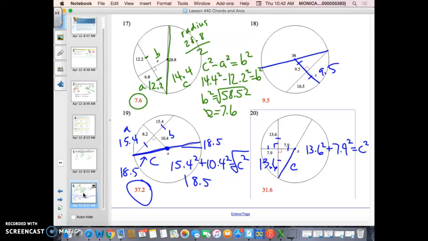So when I work this out, I got c squared is equal to 247.37. Then I take the square root of that. And that's where I got c equal to 15.7. So c is 15.7, and then I got to add on another 15.7. So 15.7 times 2 is 31.6. Or something close to it.